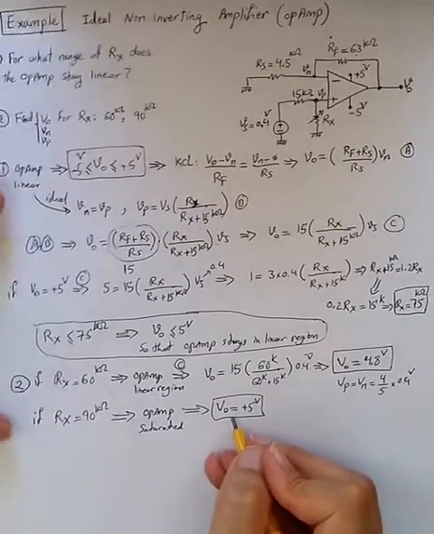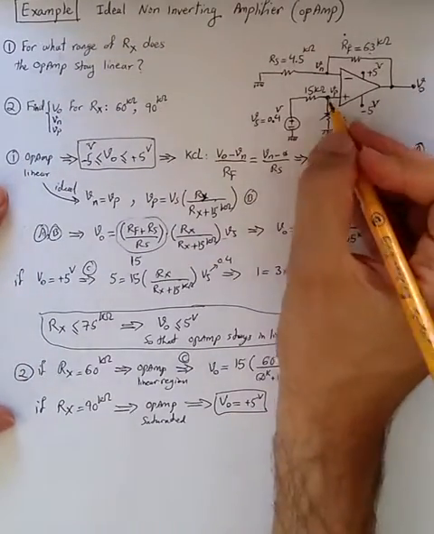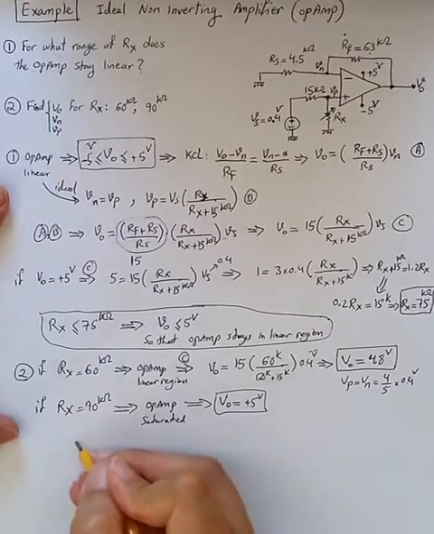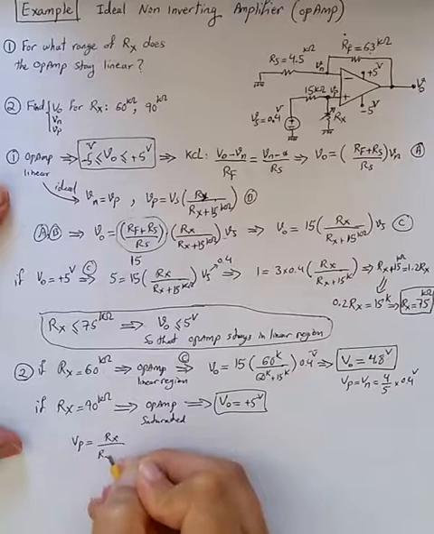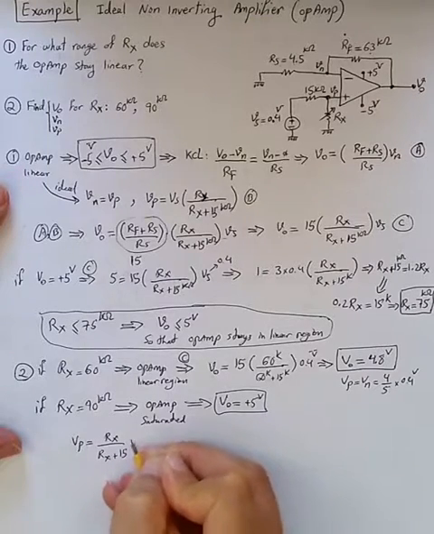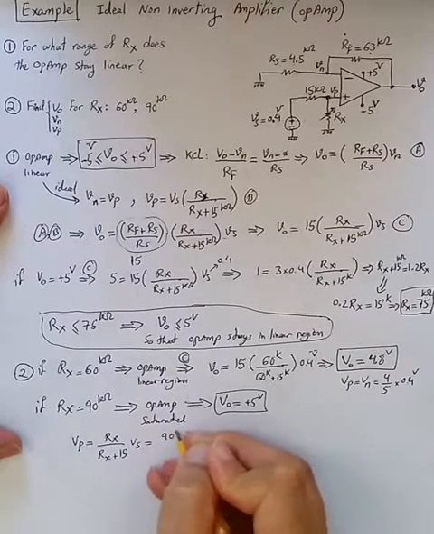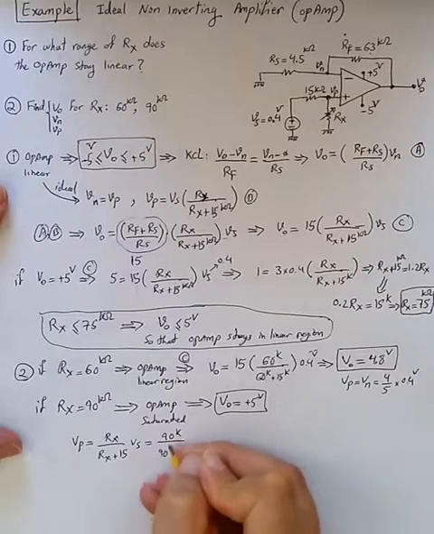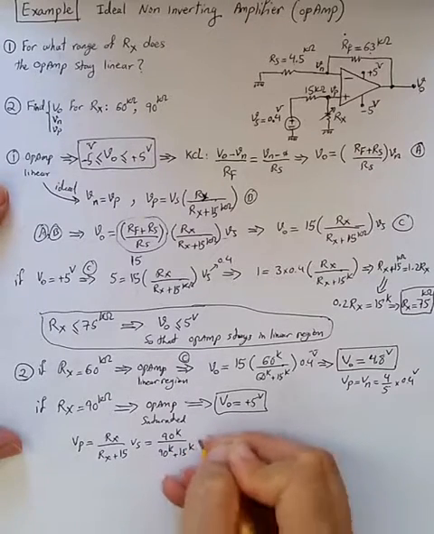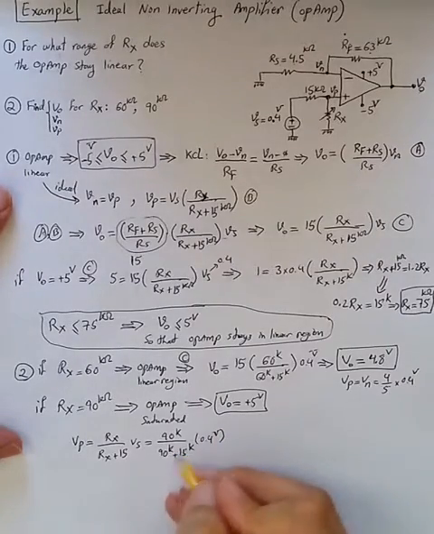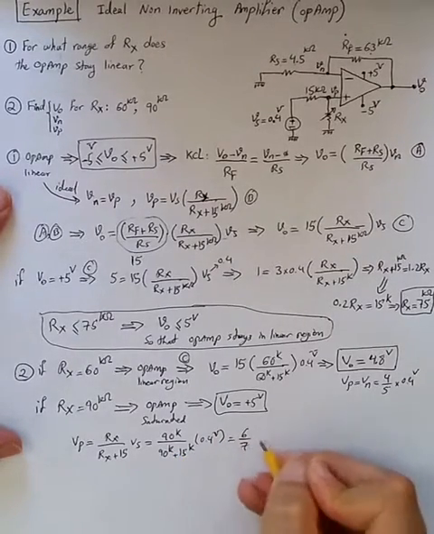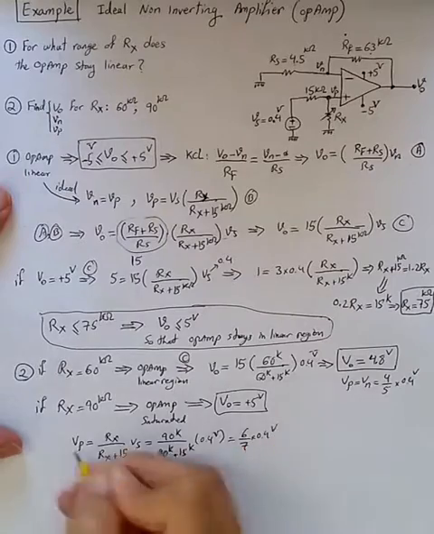In this case, the first part is true, so we can say Vp is, again, Rx over Rx plus 15 times Vs, which is 90K divided by 90K plus 15K times 0.4 volt, and this is 6 over 7 times 0.4. That's the value of Vp.